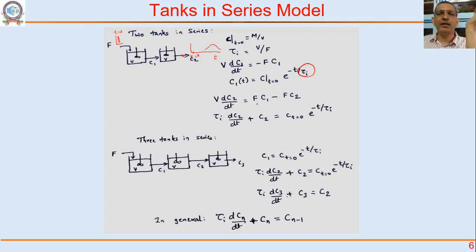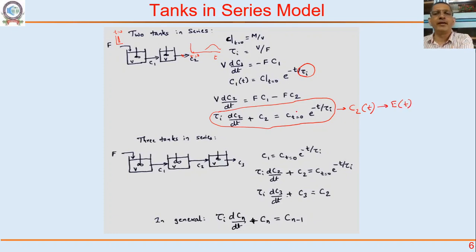Same balance we can write now for the second reactor. We'll get V dC2 by dt is Fc1 minus Fc2. Then we'll have to solve this equation and get C2. From this equation we will have to get C2 as a function of time. From there we will get the E curve at the outlet of the second reactor.